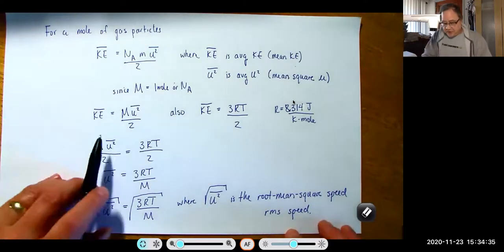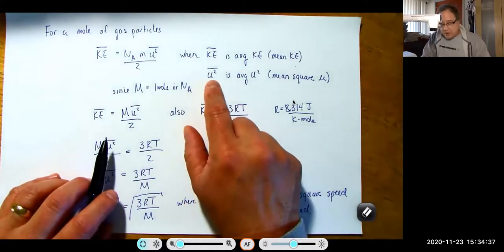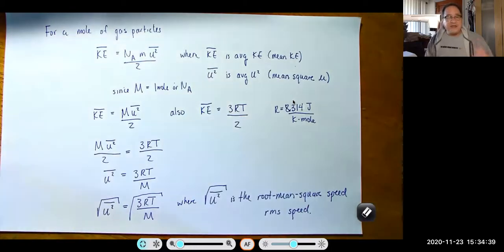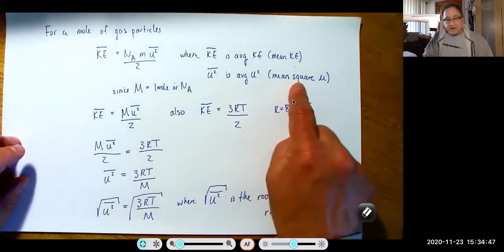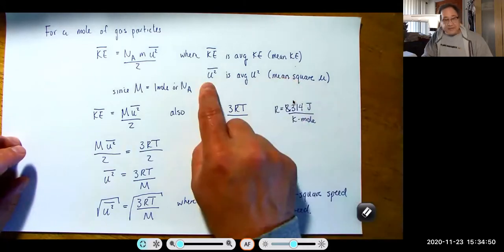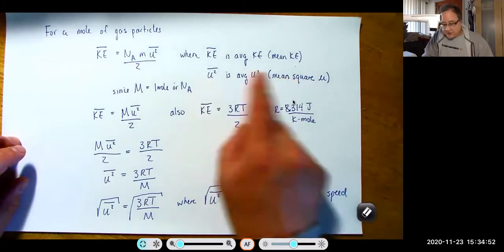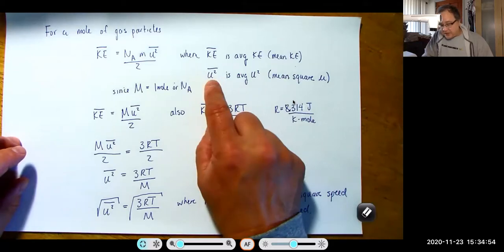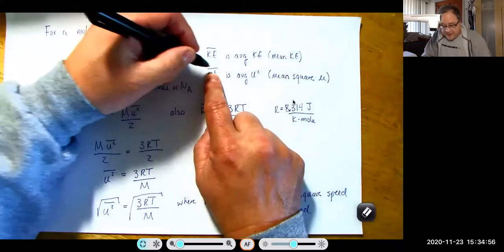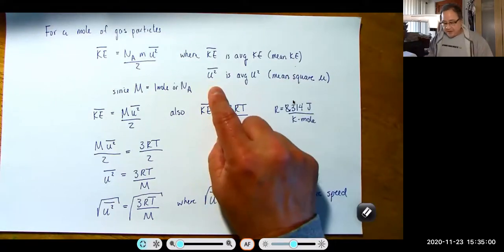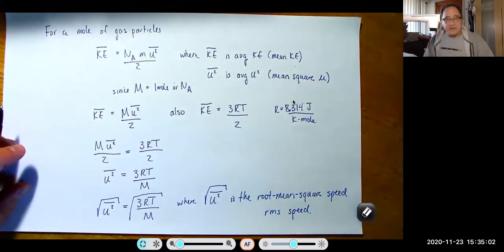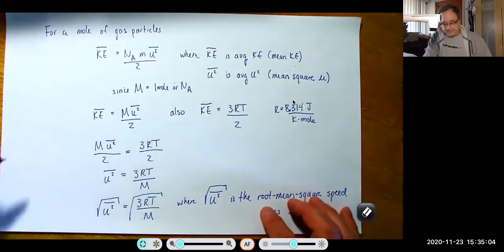This u squared with a bar over it is, you take each velocity, you square it, and then you average the squares. That's what this is. So this is called the mean square, where, well, actually, I should say the bar is the mean and the 2 is the square. So this is the mean square velocity, and you can think of it as being like the average of the square of the velocity.